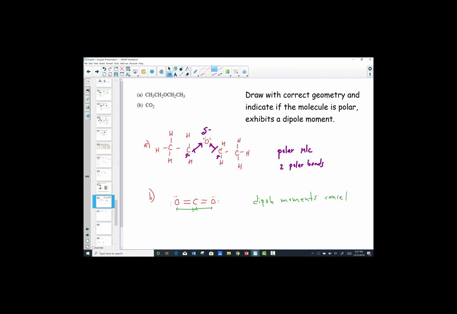And what that means is that I cannot point to any specific region in this molecule that's any more negative or positive. The bond is polar, but the molecule is non-polar because overall these dipoles have canceled, making the molecule very equal in electron distribution. It's a very symmetrical molecule. Non-polar molecules are always symmetrical.